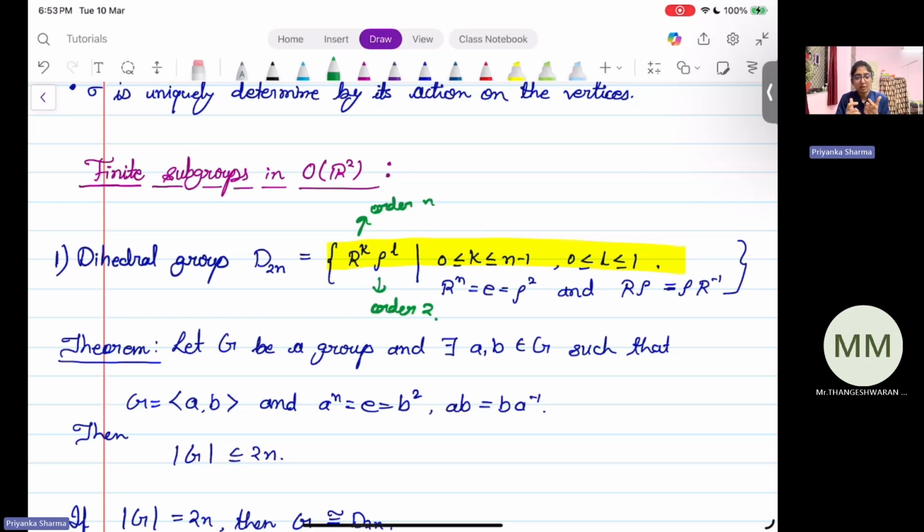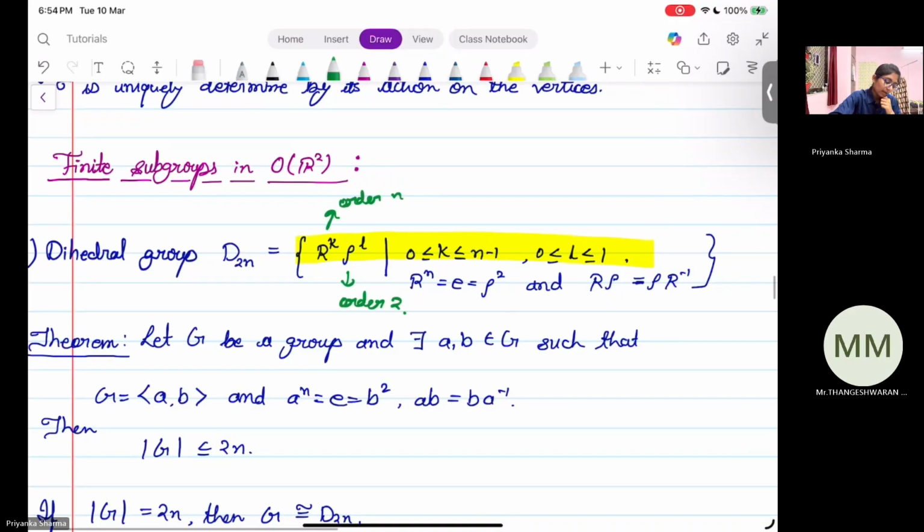And what will be the order of the generating rotation? That will be the same as the number of vertices in the n-gon, or we can say the degree of the dihedral group. And dihedral groups are generally non-abelian if we take n greater than or equal to 3. Another condition is that rρ = ρr⁻¹.